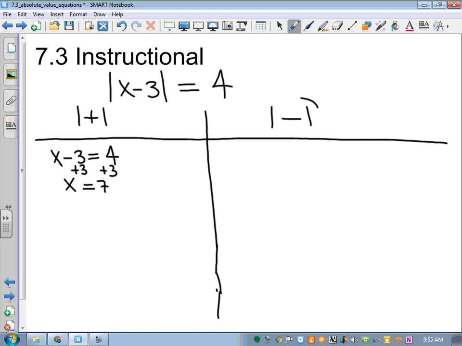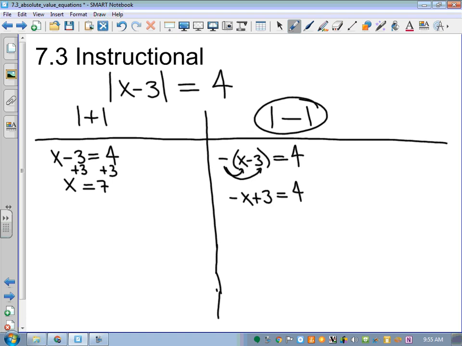If we have the absolute value of a negative number, that means that the inside expression in the absolute value will be multiplied by a negative 1. Now, we do have to distribute that negative into the bracket. That gives me negative x plus 3 is equal to 4. What I'm going to do then is subtract the 3 from both sides. I get negative x is equal to 1, divide by negative 1, I get that x is equal to negative 1. So those are two answers of solving that absolute value equation.